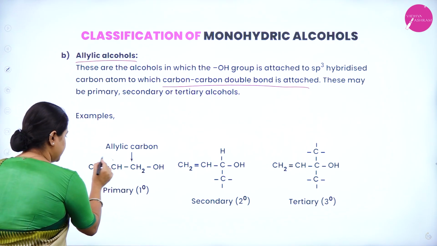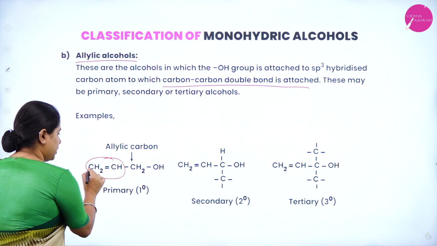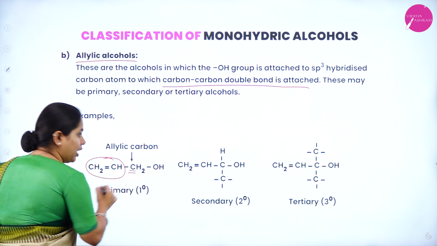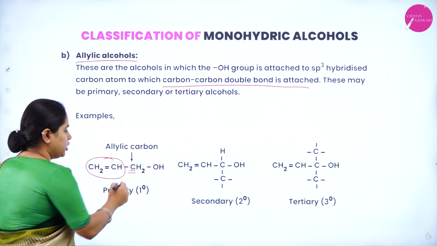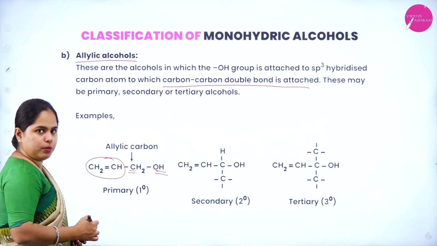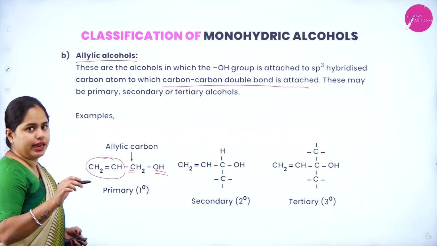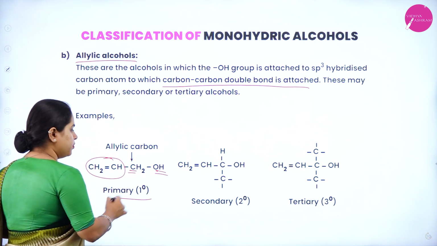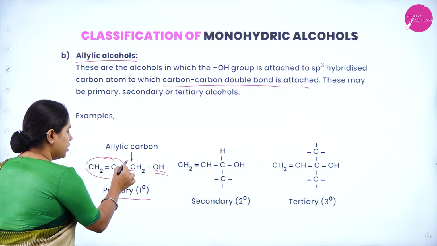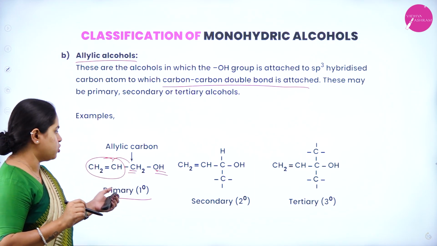As you can see here, the double bond is present between these 2 carbon atoms. And this is your allylic carbon. This is not a part of the double bond. It is adjacent to the double bond, and the hydroxyl group is attached to it. So this is called allylic alcohol. This is an example of primary. Why? This carbon atom is the one attached to the hydroxyl group, which is further attached to only 1 carbon atom. So this is primary.